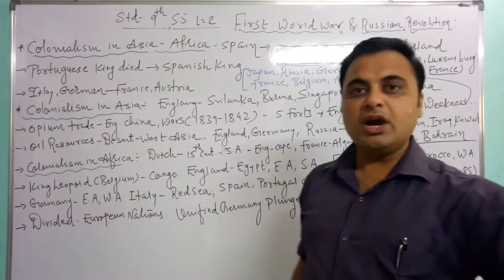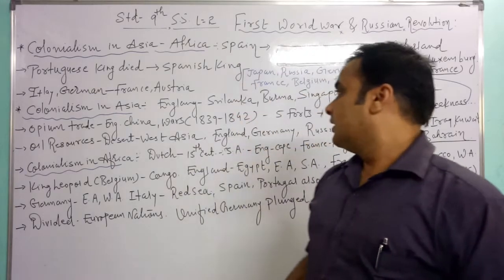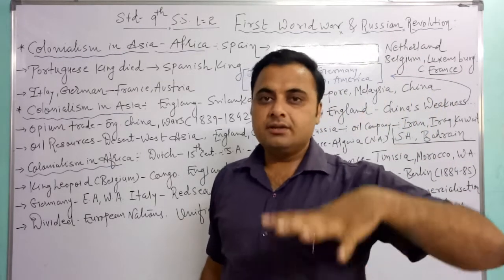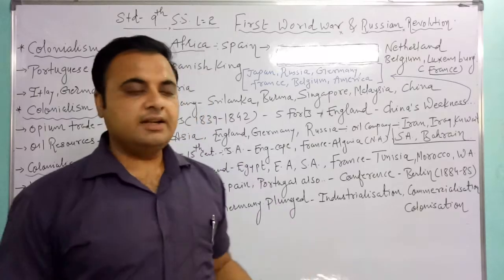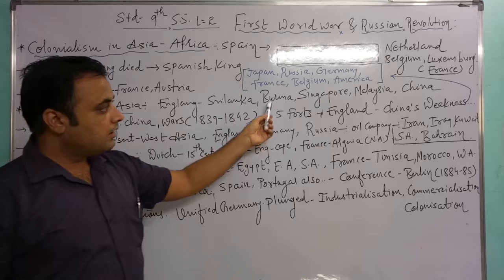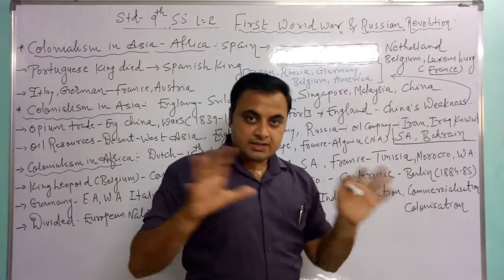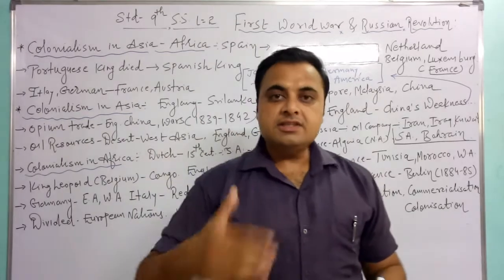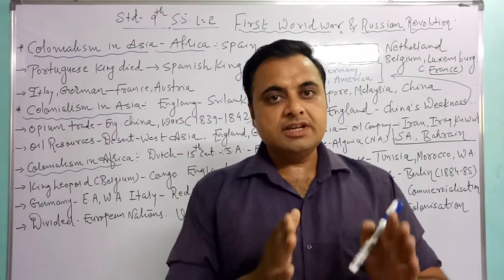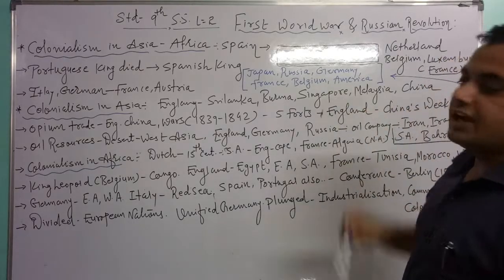First of all, the Asia continent, our continent, the colonialism policy in Asia. England, after capturing India, started this colonialism policy in Sri Lanka, Burma, Singapore, Malaysia and China also. So England started these types of imperialism policy in these Asian nations, Sri Lanka, Burma, Singapore, Malaysia and China also.